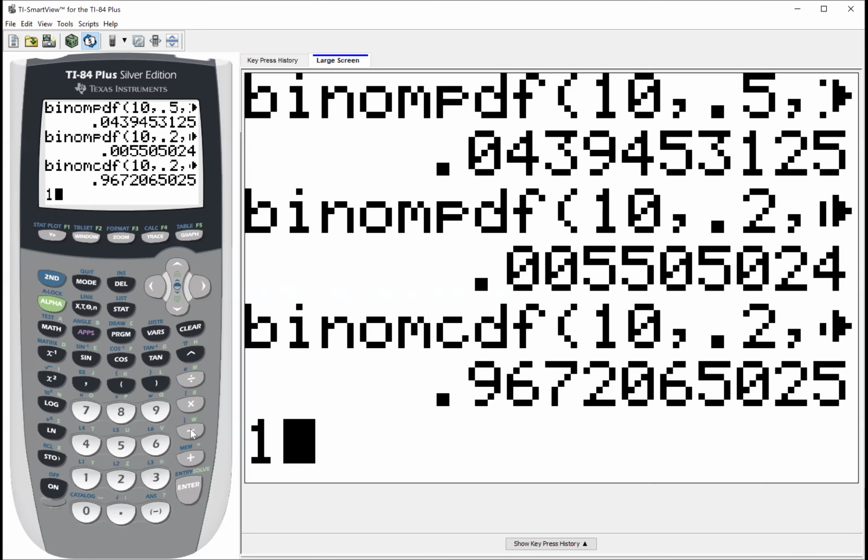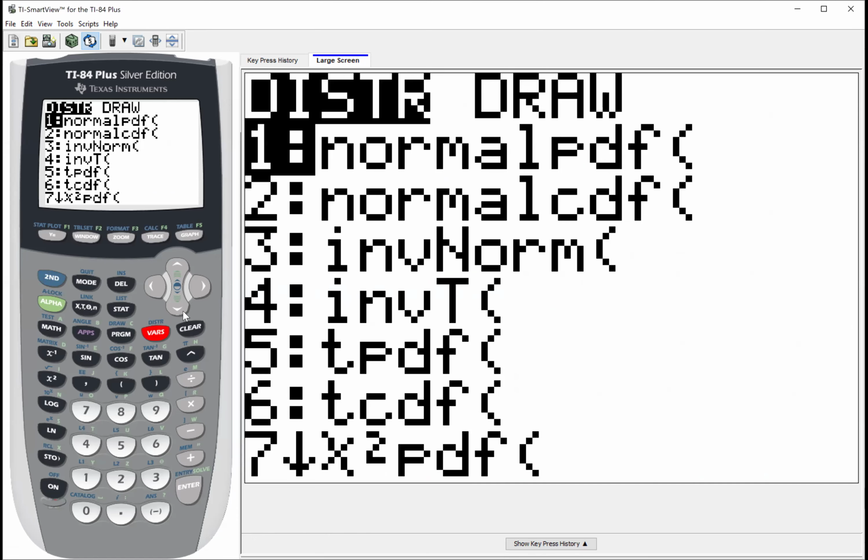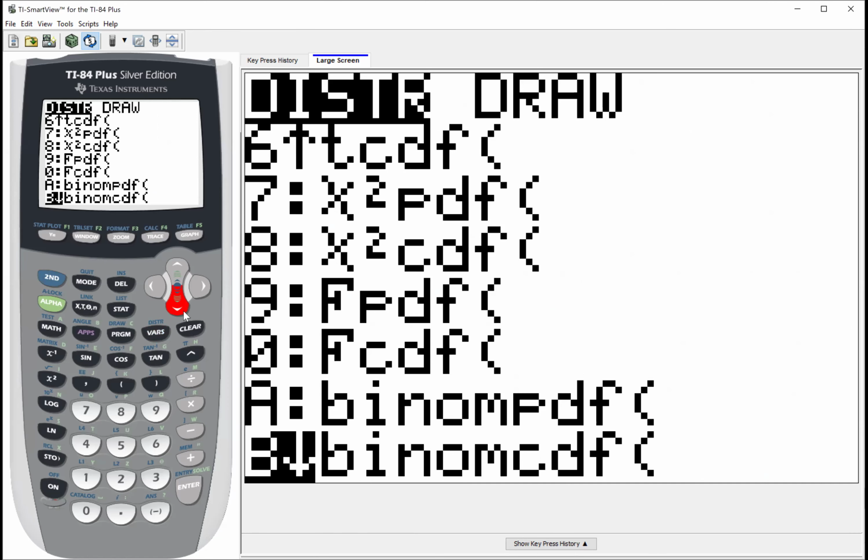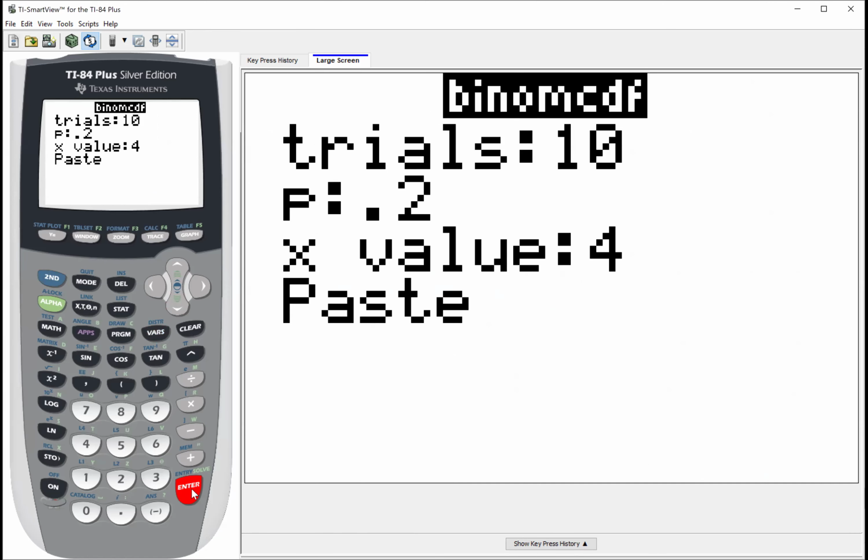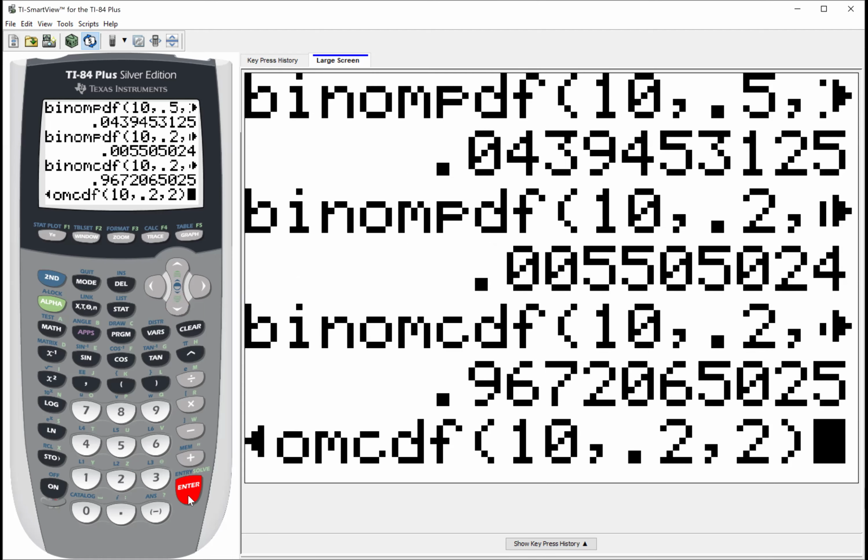So we're going to do 1 minus, now pull up the binom CDF, so second and then the vars key. So binom CDF. The trials is still 10. The probability of a success is 0.2. But now we want at most 2, right? We're subtracting from 1 the probability of at most 2. So that leaves us with everything else, 3 on. So at most 2. So we're going to plug in the x value is 2. And then enter.